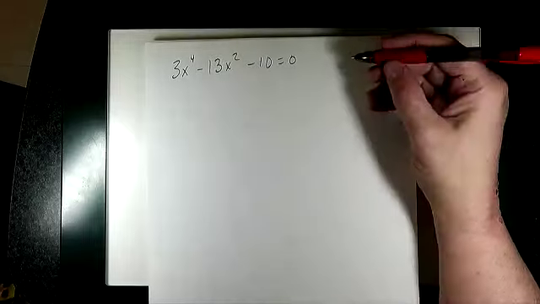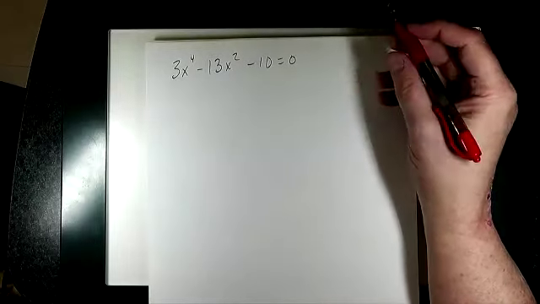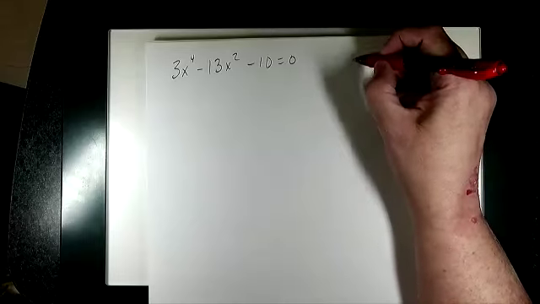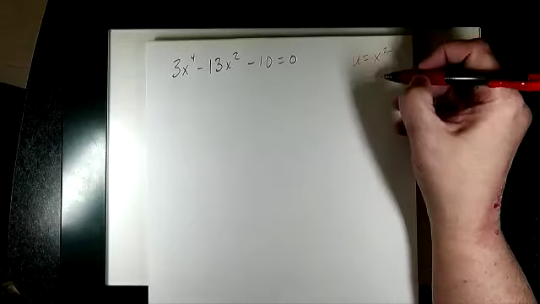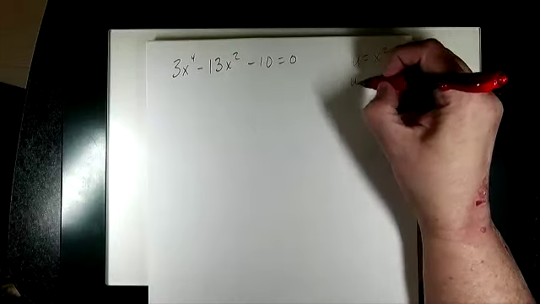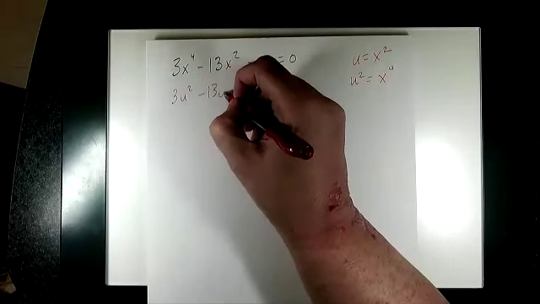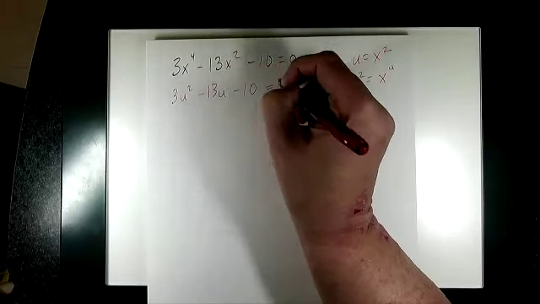Oh, yeah. We can do a U substitution to make this a little bit easier on us. What should I use for U? If I use U equals x squared, what does that make x to the fourth? It makes it U squared, right? So this turns into 3U squared minus 13U minus 10 equals 0.